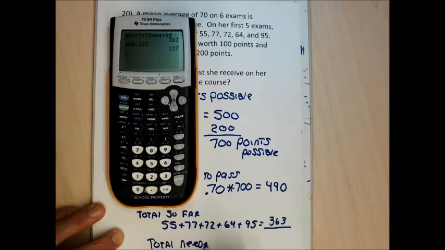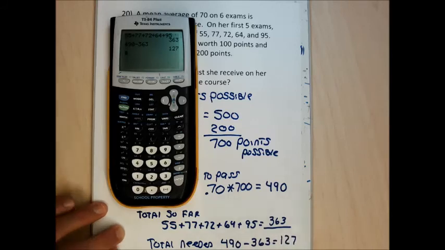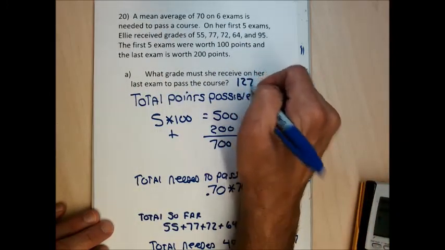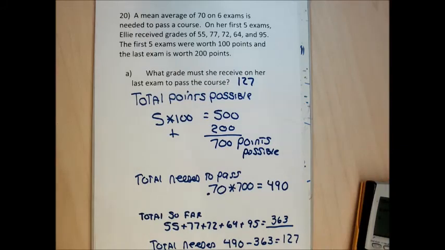So the total she's going to need to pass this class under this scenario is the difference between the 490 needed for a C, or passing grade, and the 363 she has. And for that 200 point test, she's going to need to get 127 on it. So the answer to part A of number 20 is she's going to need 127 points to pass the class.